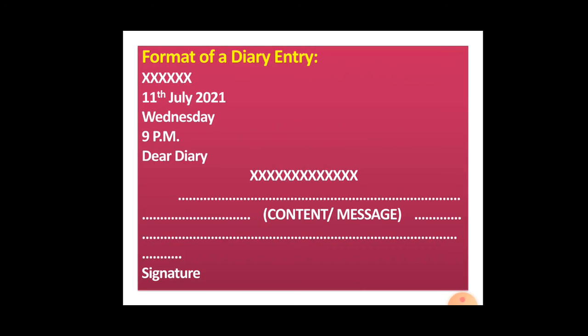9 p.m. refers to the time of the diary entry. Dear diary is the salutation. And another set of cross marks refer to the heading of the diary entry.